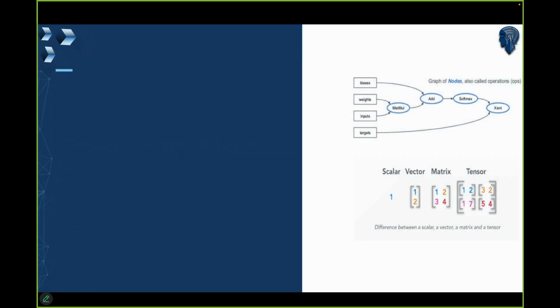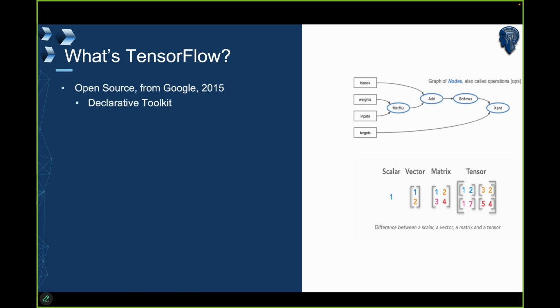TensorFlow and PyTorch. What is TensorFlow? It is open source from Google. It is a declarative toolkit where you can store the words and text in terms of scalars, vectors, and tensors. Everything can be a tensor here. For example, this number 1 is actually a scalar. Vectors mean more than one dimension, for example, here we have 2 dimensions, and a matrix has more than 2. This is a matrix, and a tensor is a matrix of matrices.